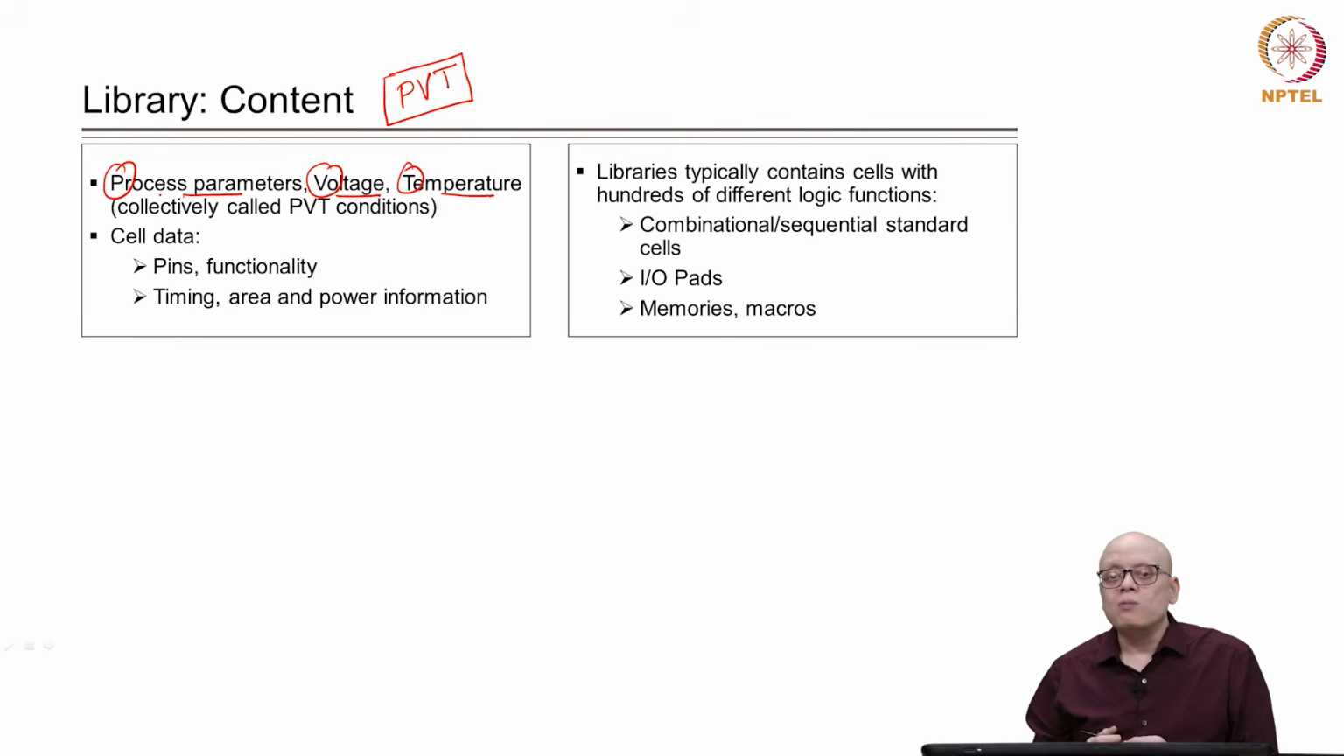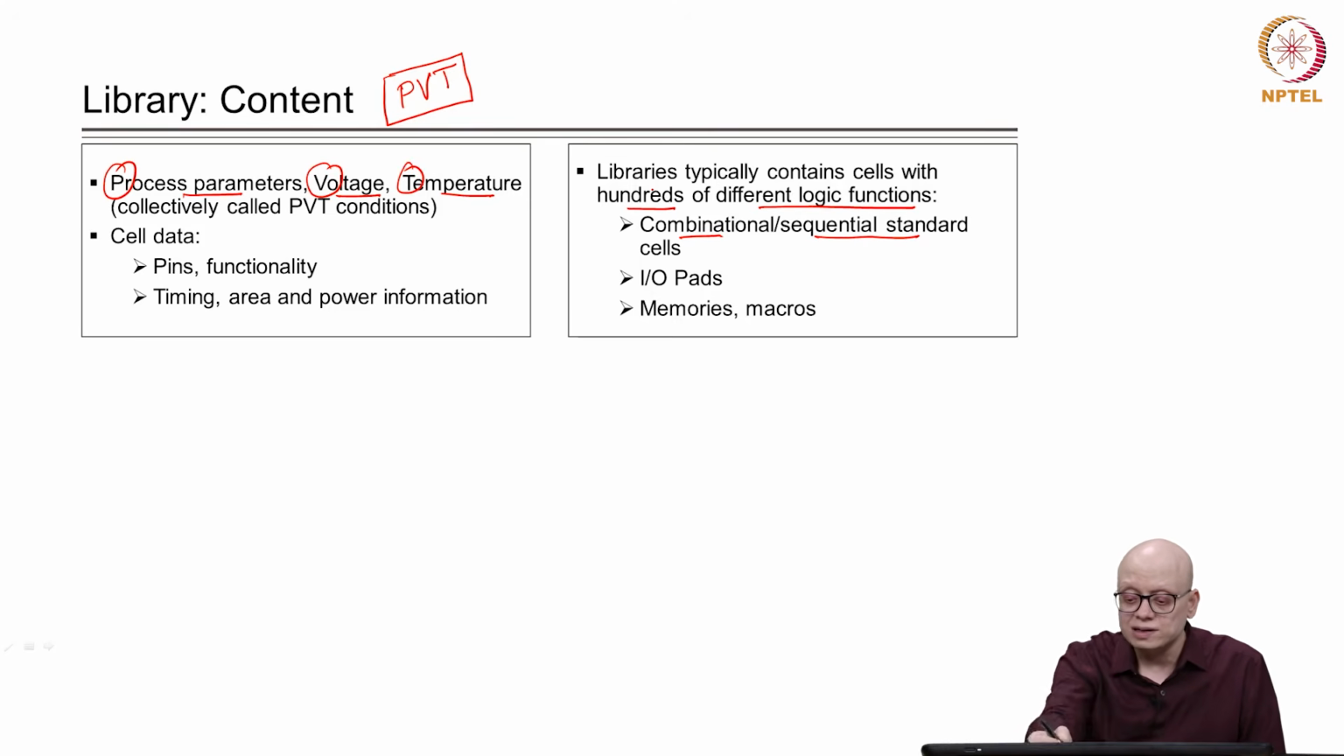And then what type of cells are there in the library? The library typically contains cells of hundreds of different logic functions. For example, there will be combinational and sequential standard cells, for example, AND gate, OR gate and so on, flip flops, latches, and these types of gates will be there in the libraries.